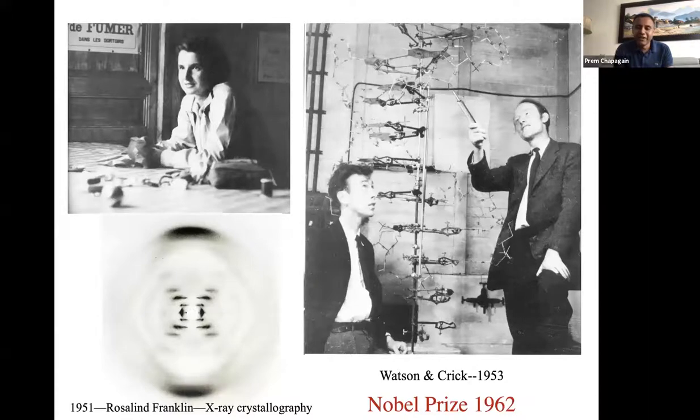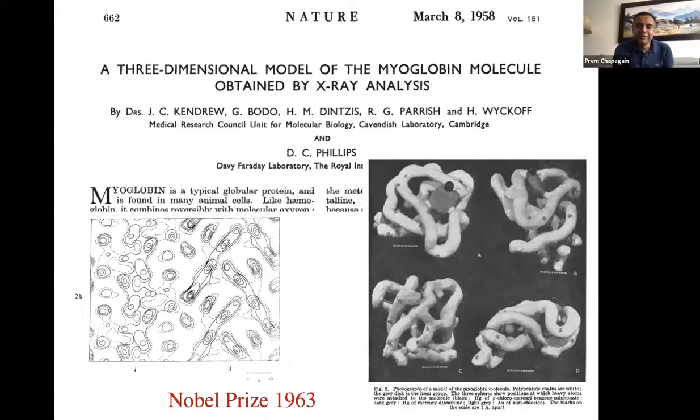And so in 1953, so I'm very quickly moving to the actual project, Watson and Crick, with the crystal structure that Rosalind Franklin got, were able to come up with the DNA double helix structure, and they got the Nobel Prize in 1962. So in 1958, the first X-ray crystal structure of myoglobin was obtained.